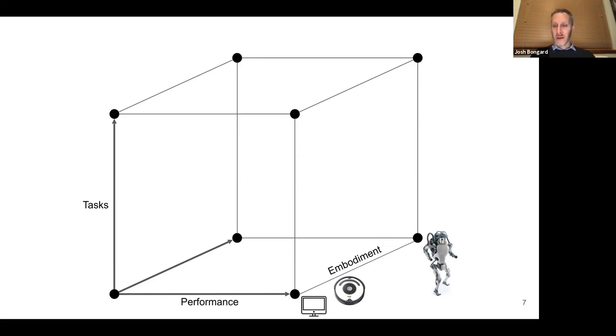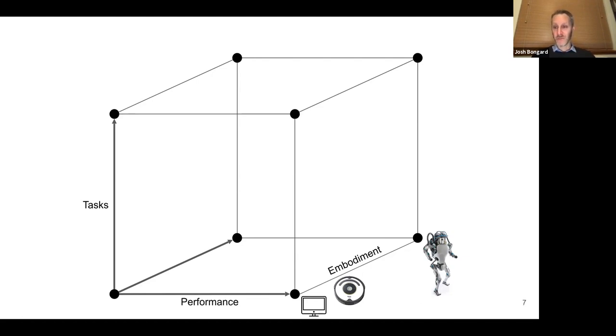At the back of this cube, I've put the Atlas robot, a humanoid robot, which has a large number of motors, a large number of sensors, and a large number of ways in which it can push against the world and observe how the world pushes back. So now we have a three-dimensional volume where any point in this volume still represents a machine, and the XYZ coordinate of that machine represents how well it is at performing a task, the number of tasks it can perform, which is the height of the point, and how close towards the back of the cube this point is, the Z coordinate, is how embodied it is.